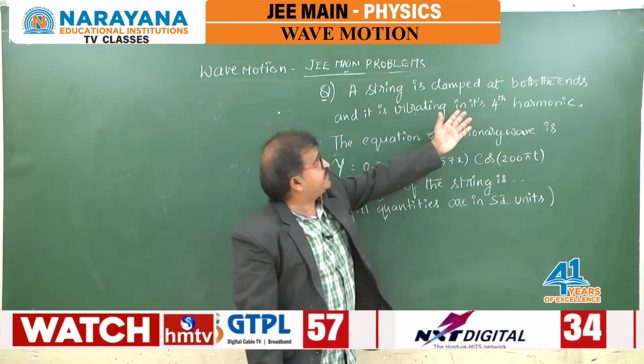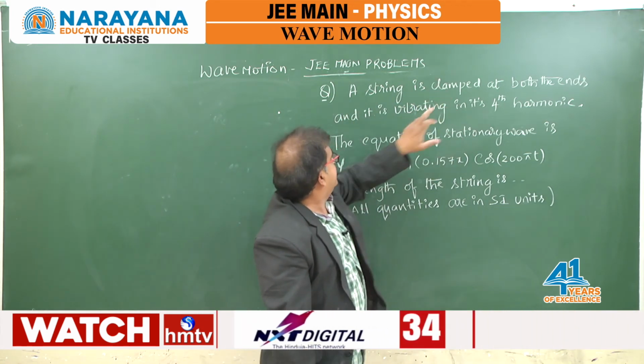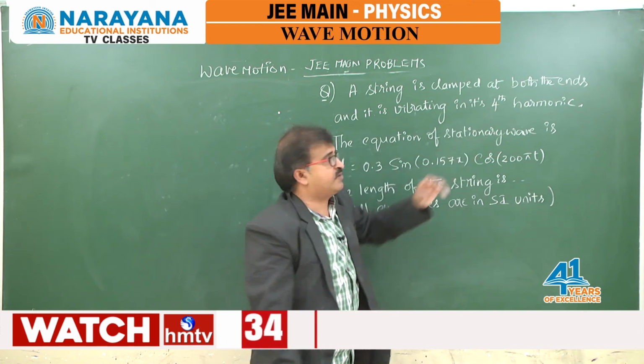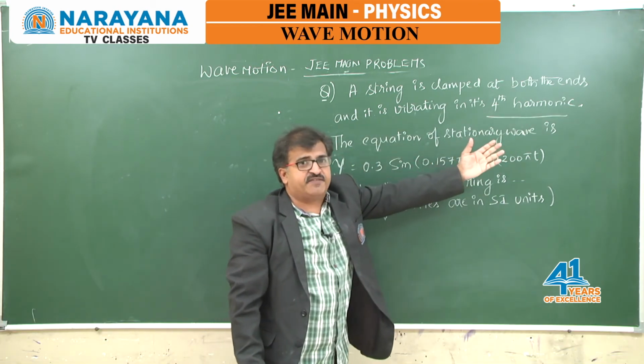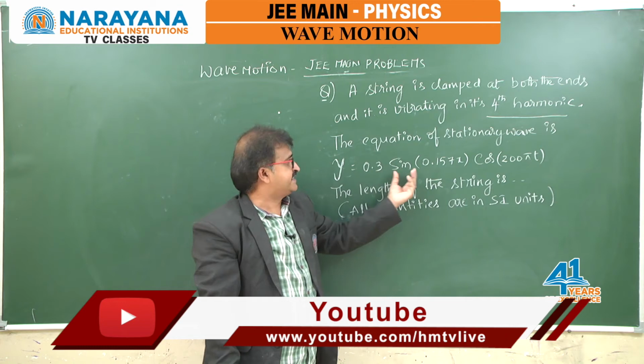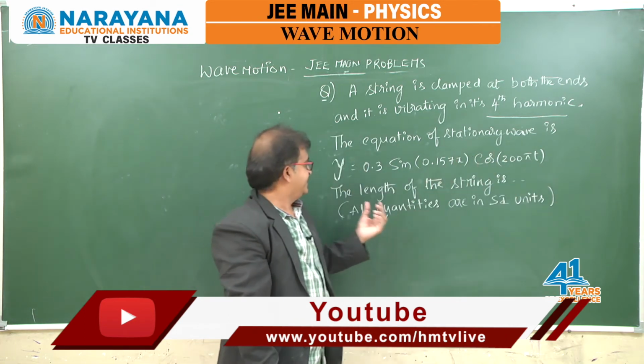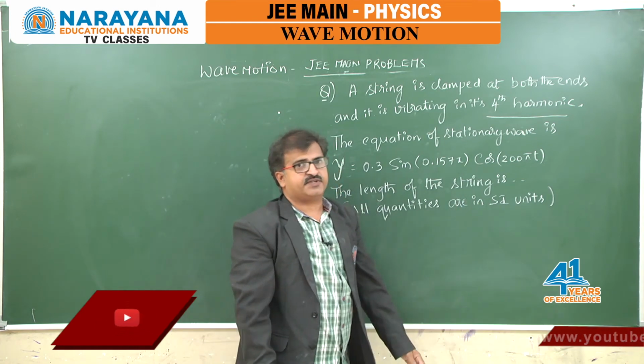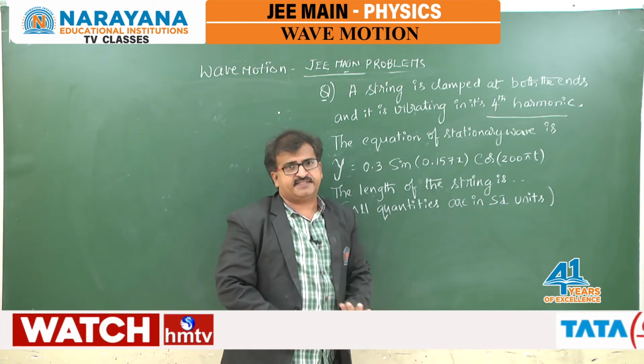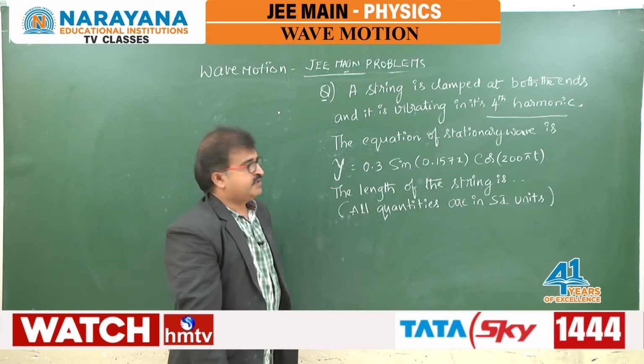A string is clamped at both the ends and it is vibrating in its fourth harmonic. The equation of the stationary wave is given as 0.3 sin kx cos omega t. The length of the string is, that is the question. All the quantities are given in the SI system, so there is no problem for us.